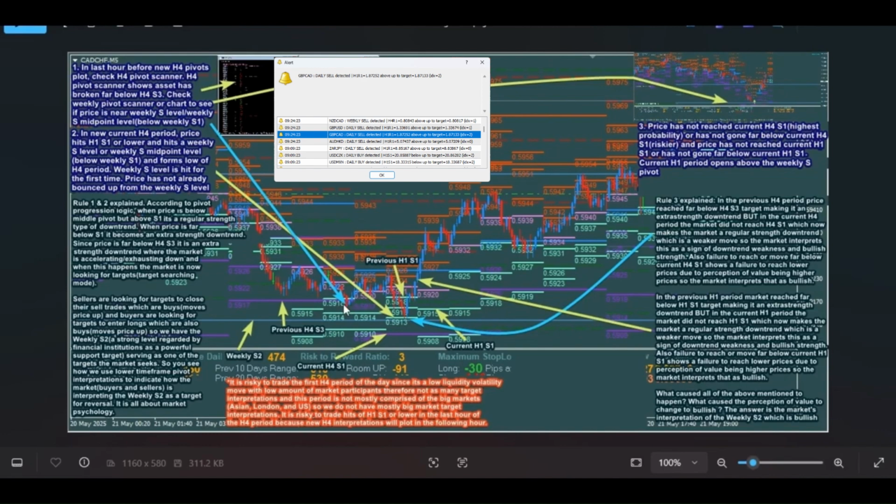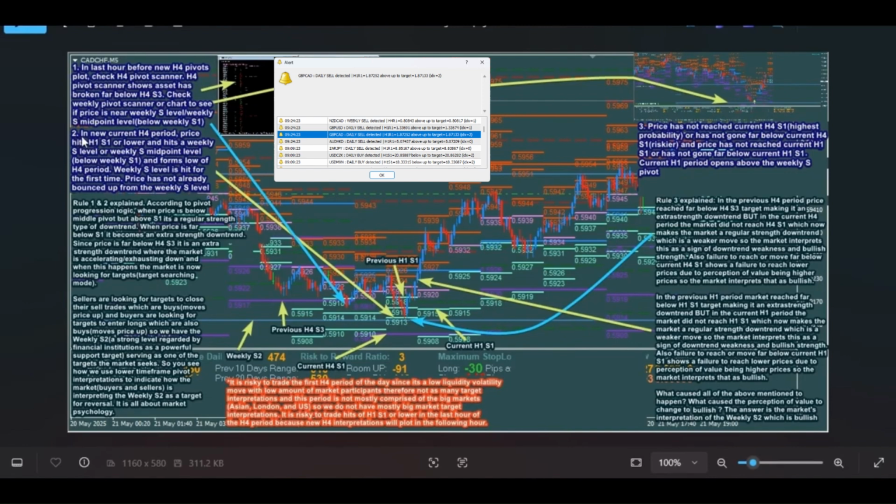So you see that price is near the H4 S3, which is this level right here. See the arrow pointing to this level? That's labeled previous H4 S3. And at the time of the scan, it's showing that price was near the H4 S3. And you see how price broke far below the H4 S3 here. I would like price to break even further below the H4 S3, but that's basically what we're looking for. We're looking for price to break far below the H4 S3, okay?